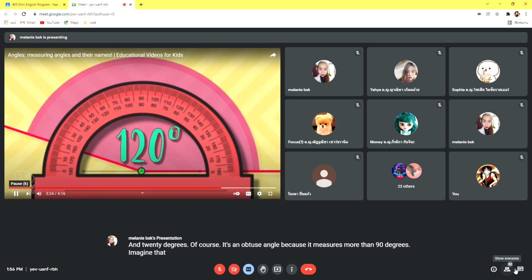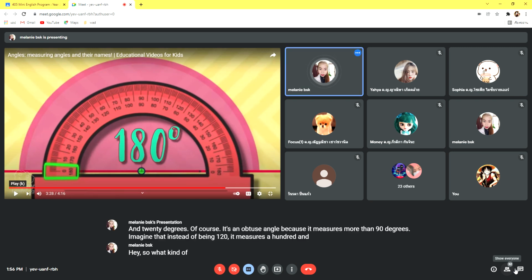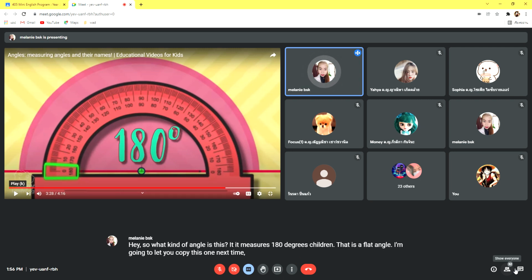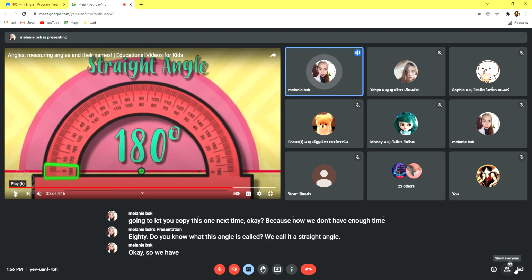Imagine that instead of being 120, it measures 180. Okay, so what kind of angle is this? It measures 180 degrees, children. That is a flat angle. I'm going to let you copy this one next time, okay? Because now we don't have enough time. Do you know what this angle is called? We call it a straight angle. Okay, so we have here a straight angle or a flat angle, just the same.